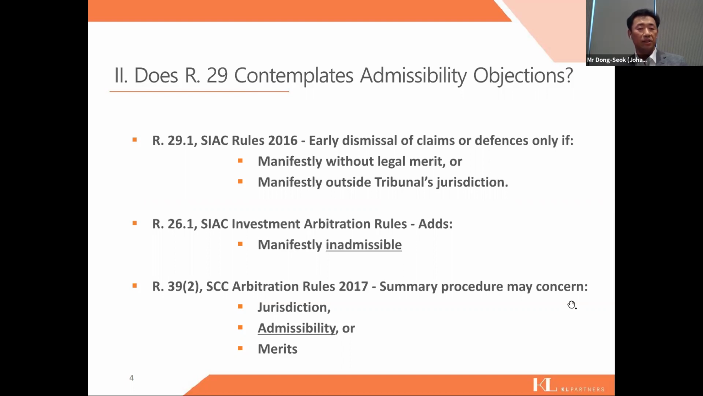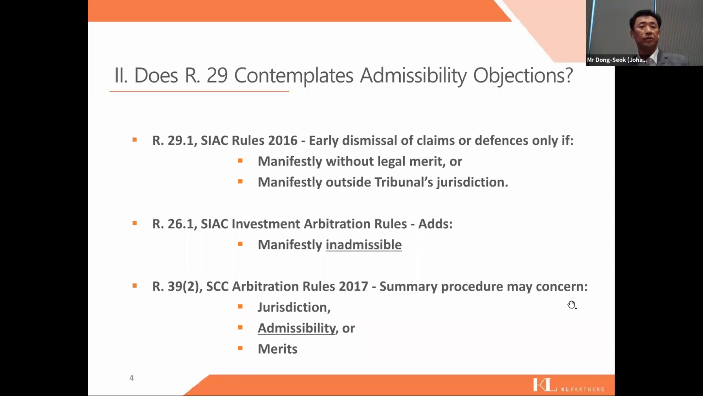This ground is in addition to the two common grounds shared between the 2016 SIAC rules and the 2017 SIAC investment arbitration rules, being that the subject claim or defense is, first, manifestly without legal merit, and second, manifestly outside the jurisdiction of the tribunal. I should also mention that, like the 2017 SIAC investment arbitration rules, the 2017 SCC arbitration rules provide for the use of a summary procedure by the tribunal to decide one or more issues of fact or law, where such issues may concern jurisdiction, admissibility, or the merits.